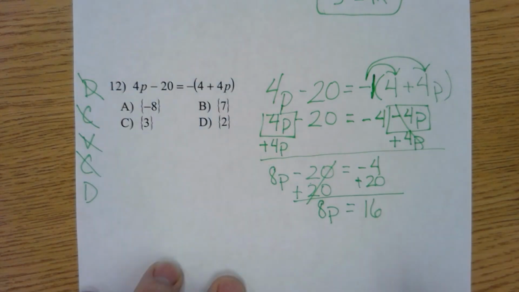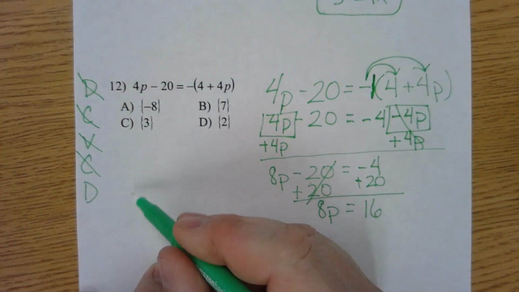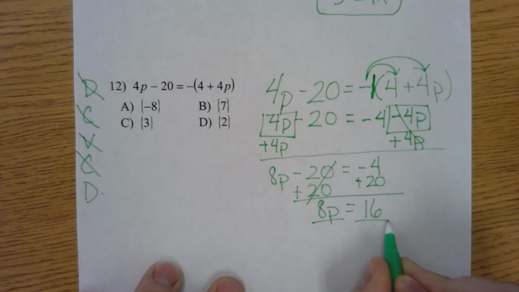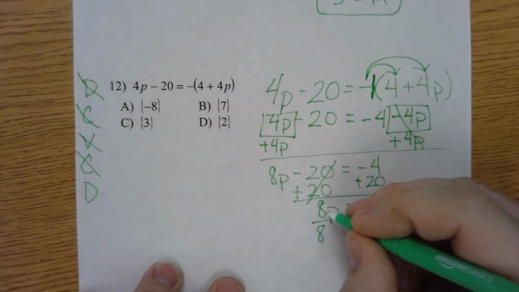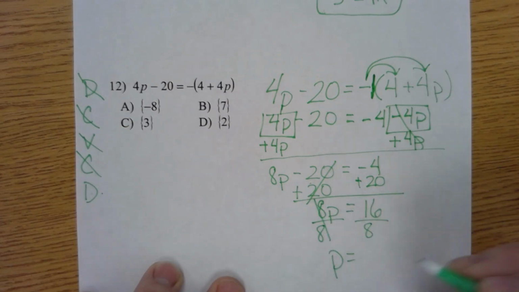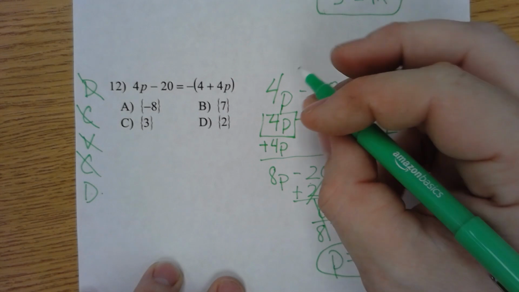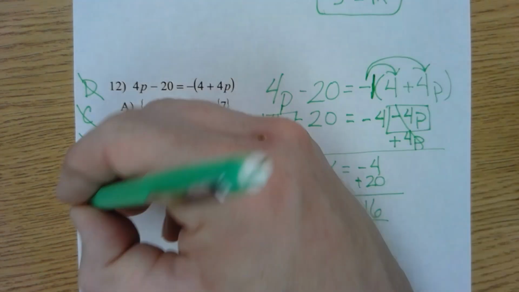Last step, isolate the variable by dividing. So the 8 is what is attached to our variable right now, so we got to divide by 8 on both sides. So we're left with p equals 16 divided by 8, which is 2. So p equals 2, which is answer choice D.